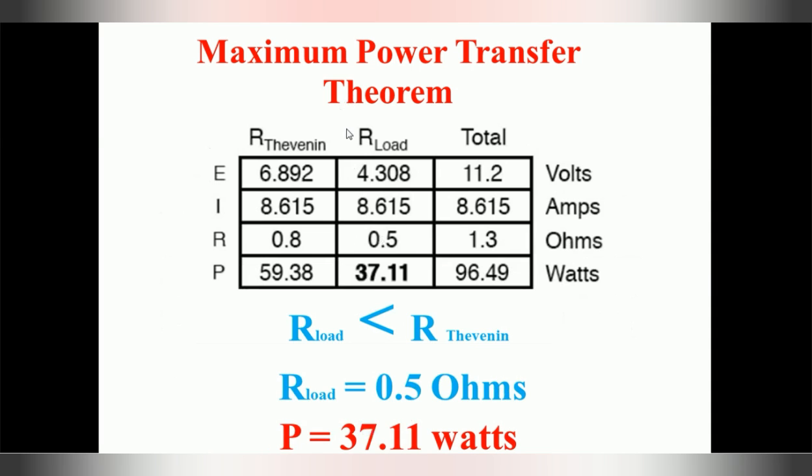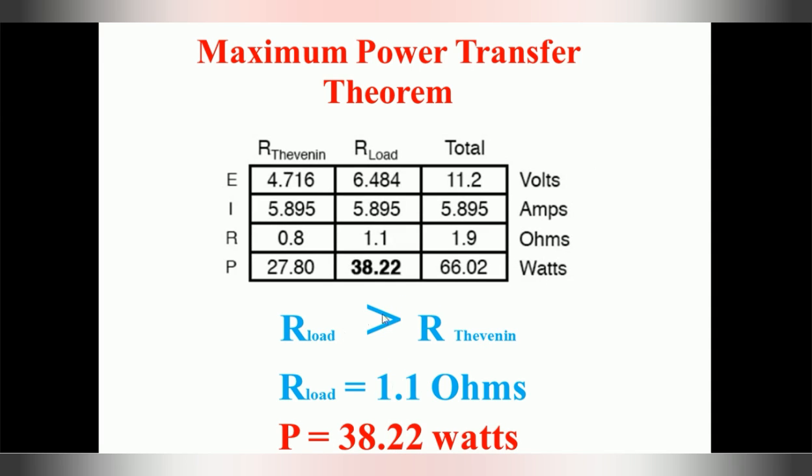Suppose the load resistance value is less than the Thevenin's resistance value. Here the Thevenin's resistance value is 0.8, but the load resistance value is 0.5. So the load resistance value is less than the Thevenin's resistance value. At that time what will happen? The power dissipated at the 0.5 ohm load is P equal to 37.11 watts.